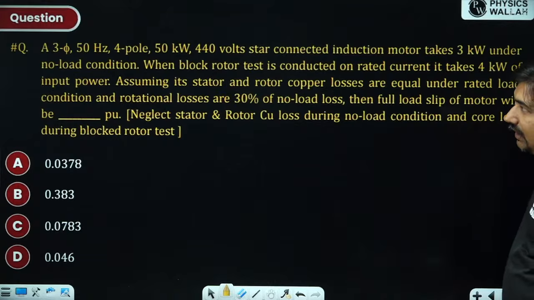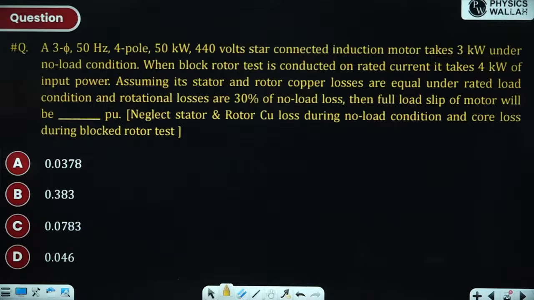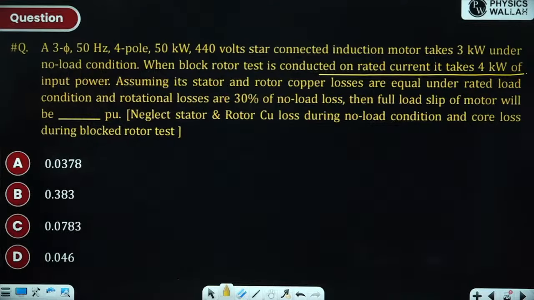A 3-phase 50 Hz 4-pole 50 kilowatt 440 volt star connected induction motor takes 3 kilowatt under no load condition. When block rotor test is conducted on rated current, it takes 4 kilowatt of input power. Assuming its stator and rotor copper losses are equal under rated load condition, and rotational losses are 30% of the no load loss, then the full load slip of the motor will be in per unit.